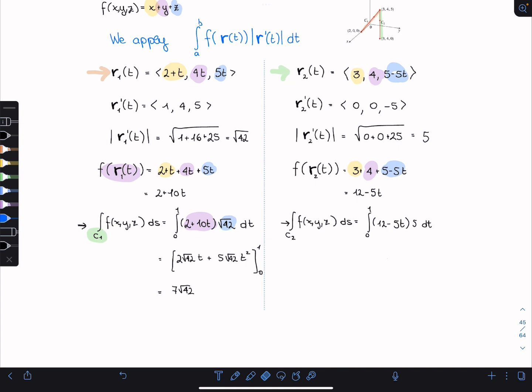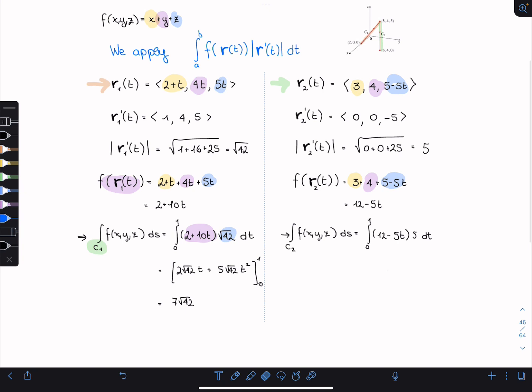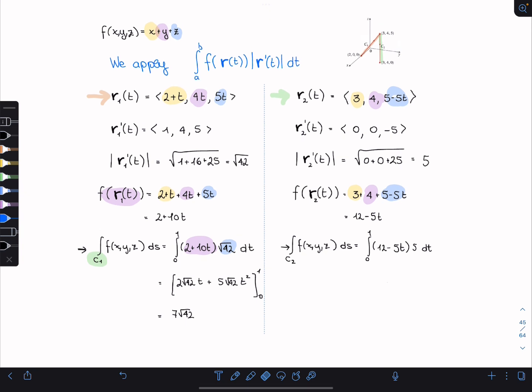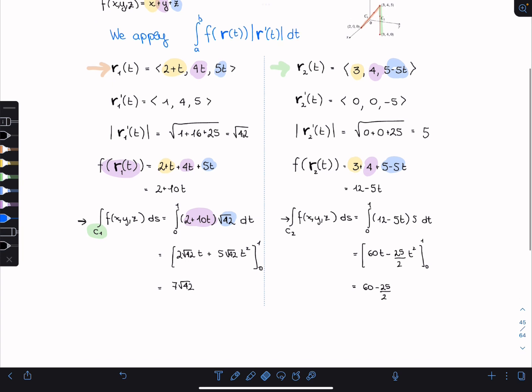I forgot to mention, I take the bounds 0 and 1, both in this one and the other one, because when t is 0, we have the first point, and when t is 1, we have the second point for both C1 and C2. And so in this way, 0 corresponds to A and 1 corresponds to B. So then we simply evaluate this integral, and we get 60t minus 25 over 2 t squared. That gives, from 0 to 1, 60 minus 25 over 2.